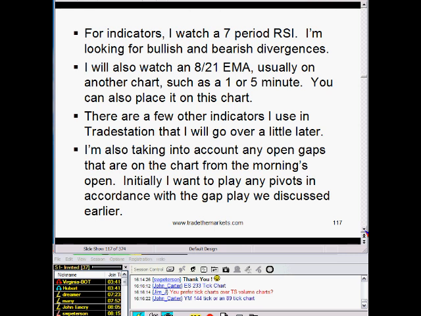Indicators, again, it's the same thing. I like to watch the 7-period RSI, the 8 and 21 EMA. You'll see that as we go through all these setups, we're using the same setups that we use in other markets.